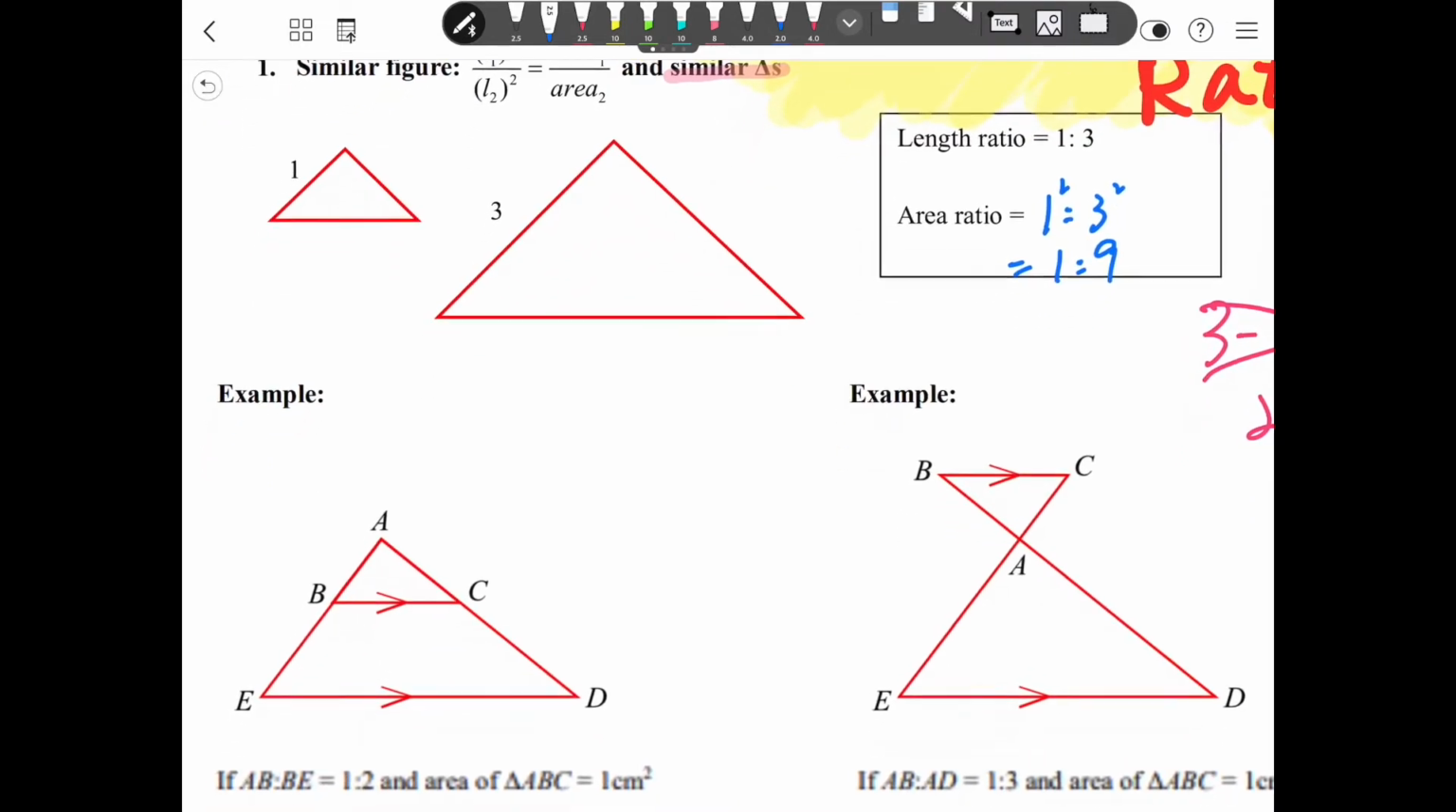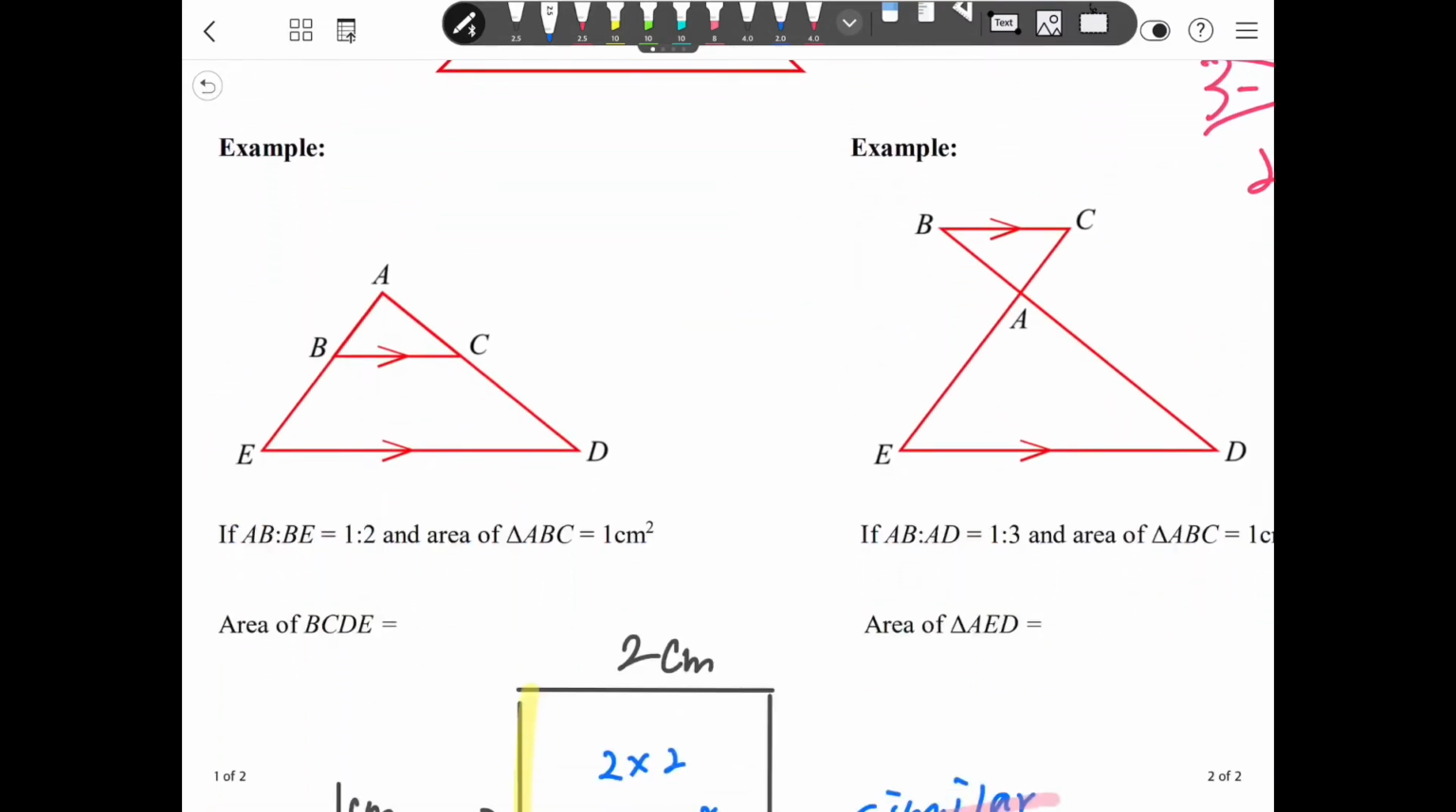Okay, so when can we see that they are similar? We can see these two types as well. If they have a parallel line, in your S2 we already know that should be AAA, right? Then we can say angle and then angle, so it is a similar figure, similar triangles. If their length is 1 to 2, then their area would be 1 to 2 square, which means 1 to 4.